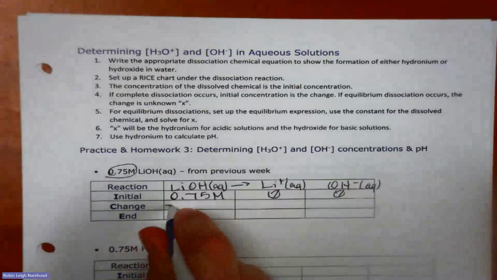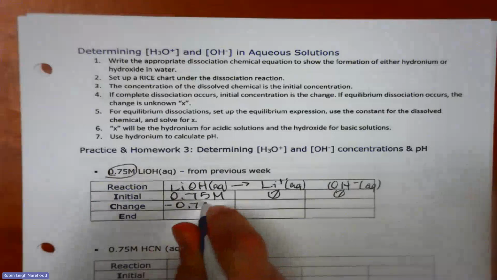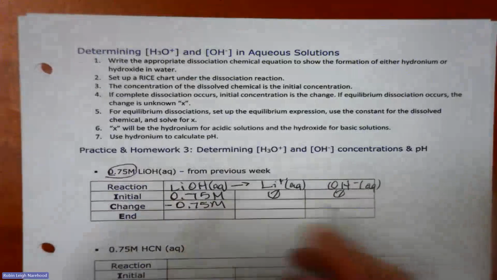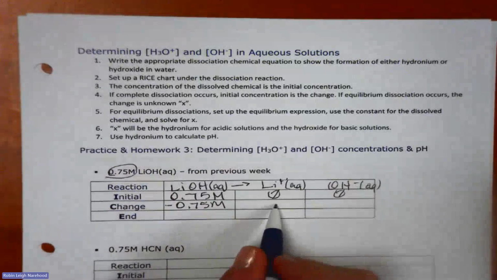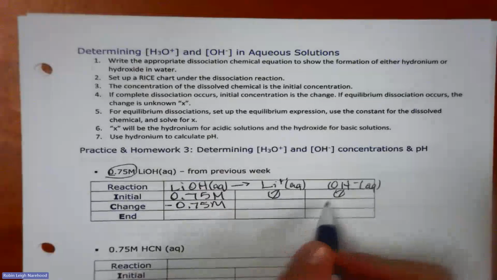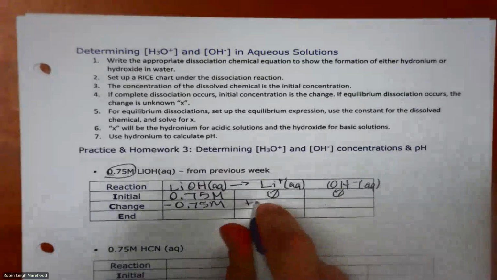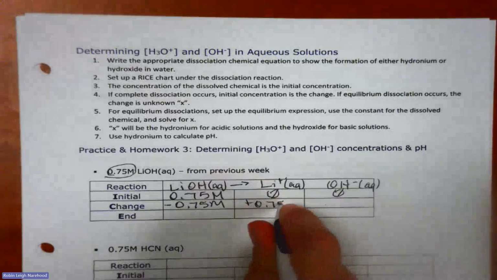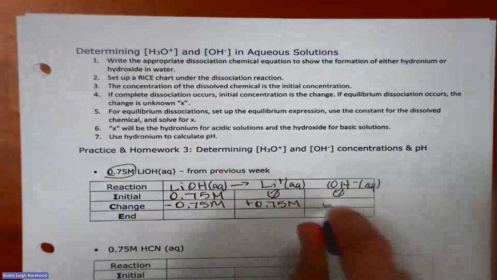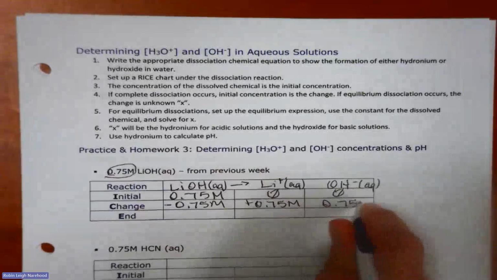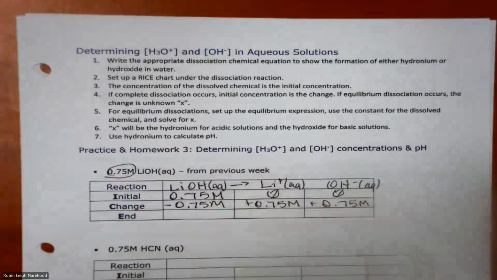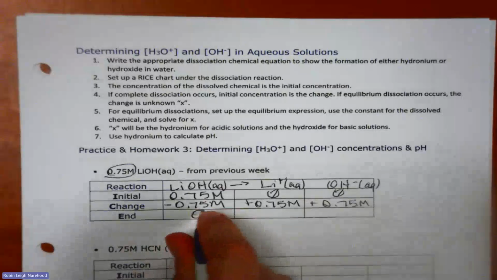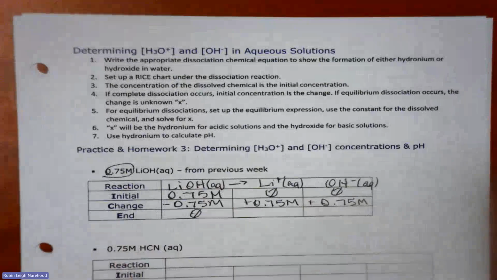And so this would be 0.75, and it's a 1-to-1 ratio because the ions are 1-to-1. So we create 0.75 molar lithium and we create 0.75 molar hydroxide. Once it's all dissolved, we have no more lithium hydroxide bonded to each other. We just have lithium surrounded by water and hydroxides.